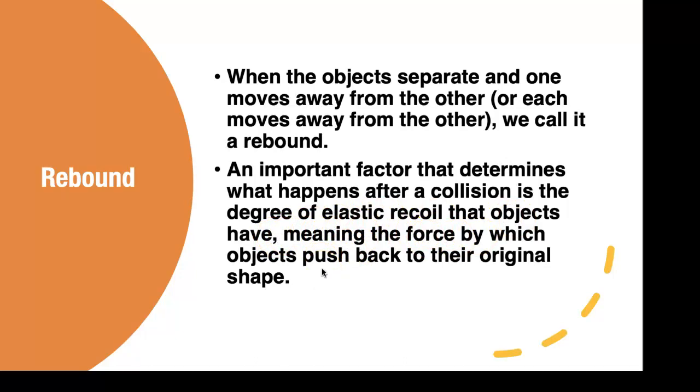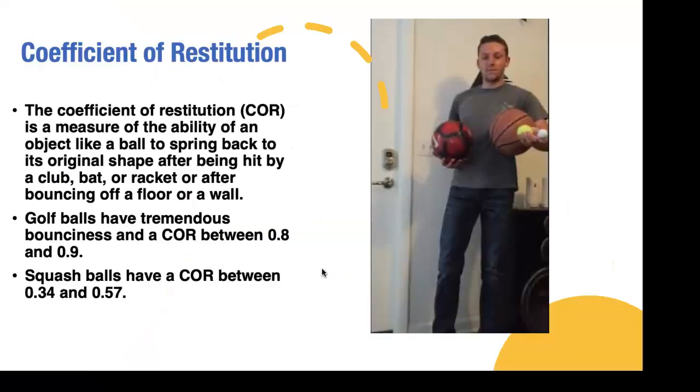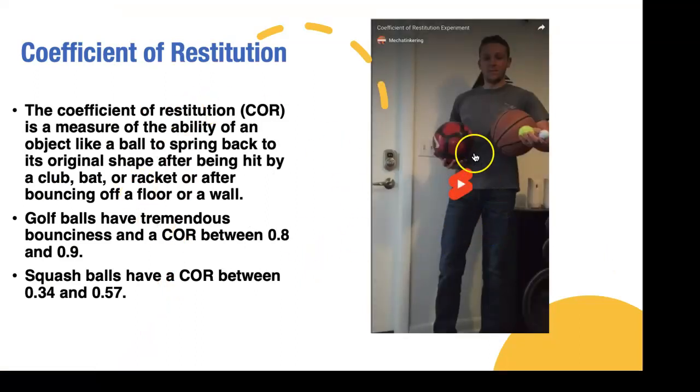So we will do this a whole lot more in our lab. I actually don't think I'm going to, since we haven't done this, I'm not going to let you see what this is. So the coefficient of restitution, which is going to be our lab, gives you different numbers here. It is the measure of the ability of a ball to spring back to its original shape after being hit by a club or a bat or a racket or bouncing off a wall.